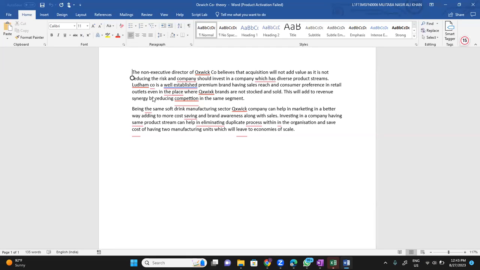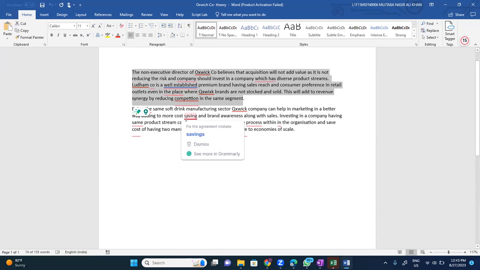By the way, it is not clear in this discussion whether you want to support the non-executive directors or you want to support the acquisition of Ludum company. The point discussion is okay, but you're not writing your preference, where you want to move. Either you are supporting the non-executive director or you're supporting the Ludum company.